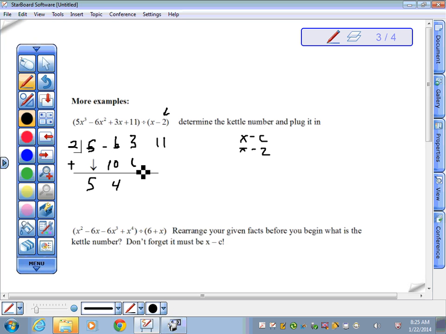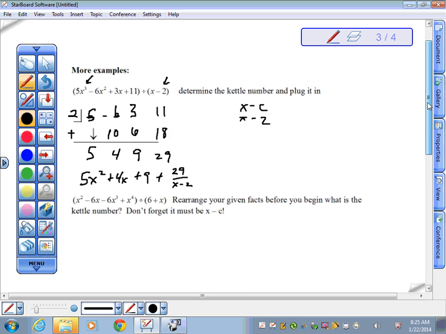2 times 4 that makes 6. Just add these up, makes 9. 2 times 9 makes 18. Just add them up, 29. I started with an x to the third, so my answer is going to be 5x squared plus 4x plus 9, this is my remainder, plus 29 over x minus 2.